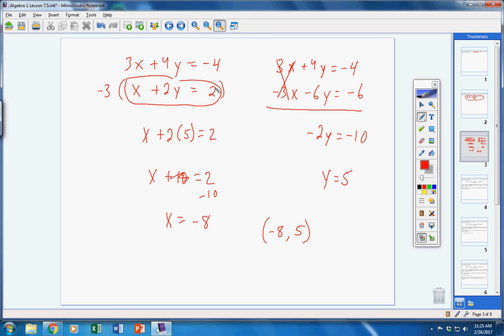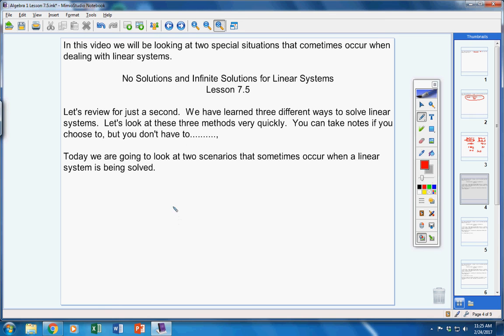So I want to very quickly go over the three methods we have learned. Please know them well. Now moving on. Today, like I mentioned above, we are going to look at two scenarios that sometimes occur when a linear system is being solved. Sometimes, okay? Let's talk about these two situations. I would encourage you to take some notes now if I were you.